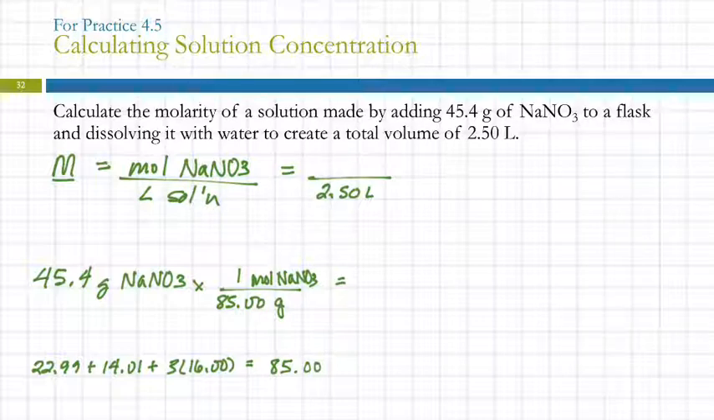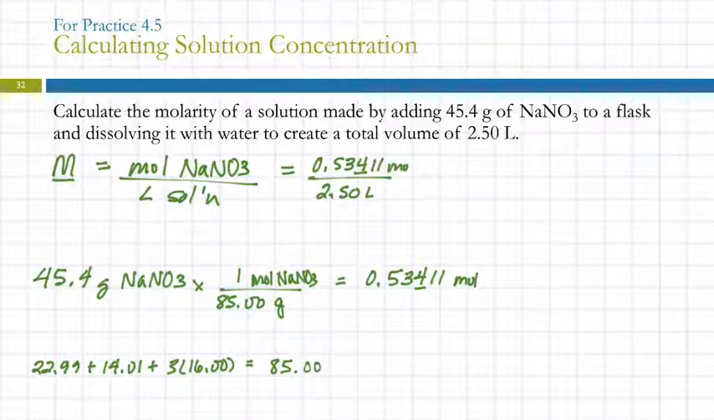45.4 divided by 85. 0.534. I should have 3 sig figs here. Moles. I'm not going to round this because I'm going to continue on with this calculation, and if I round it, I could introduce errors, and I don't like that. I still have the entire number, 0.534117647, in my calculator. Instead of typing it in again, I'm just going to use that number.